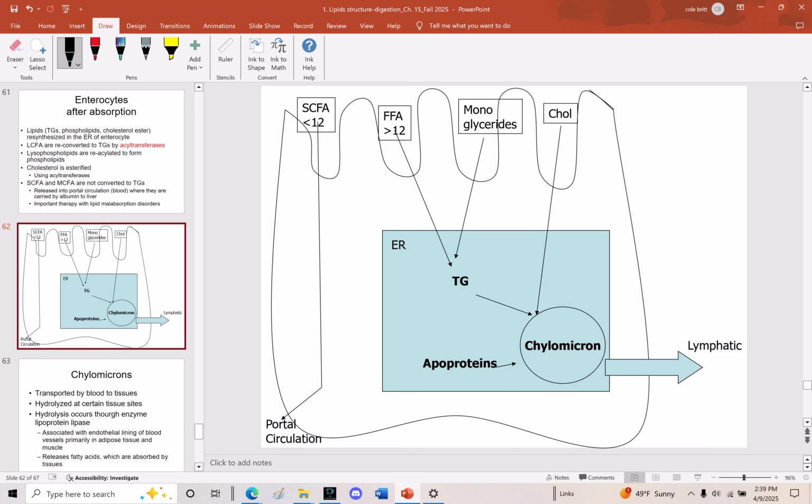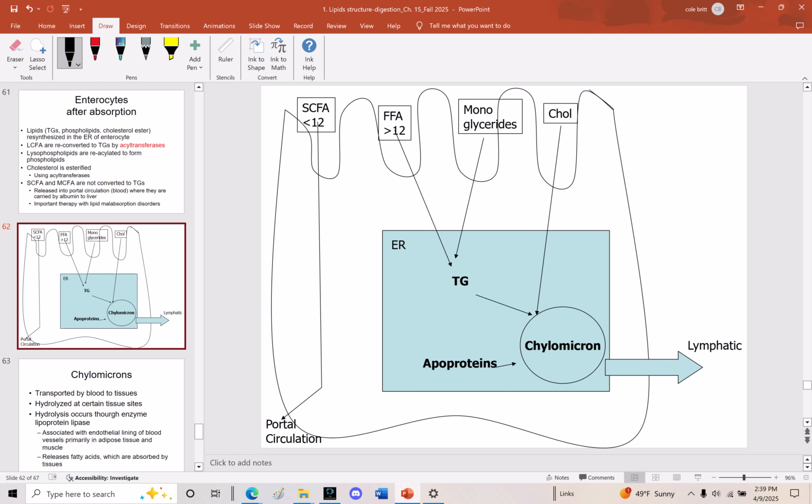But if it's the longer chain fatty acids, monoacylglycerols, cholesterol, phospholipids, or lysophospholipid, these guys go into the interior. So this is one cell, by the way. This whole thing is just one cell. You absorb all of these great lipids, and now these lipids go into the endoplasmic reticulum.